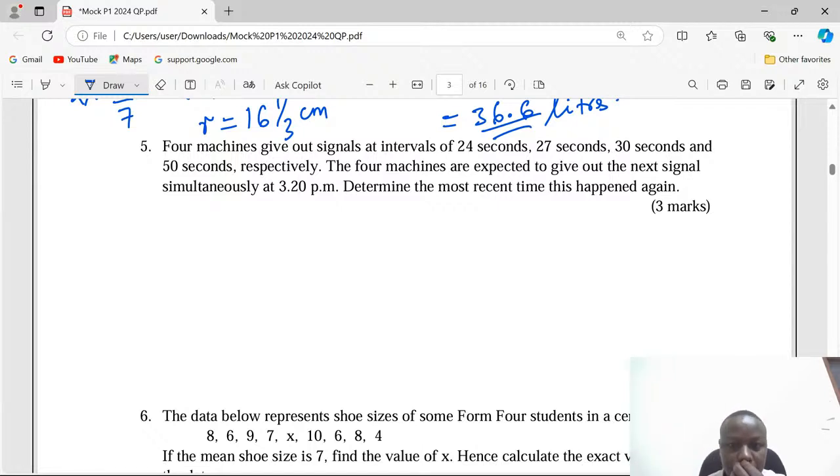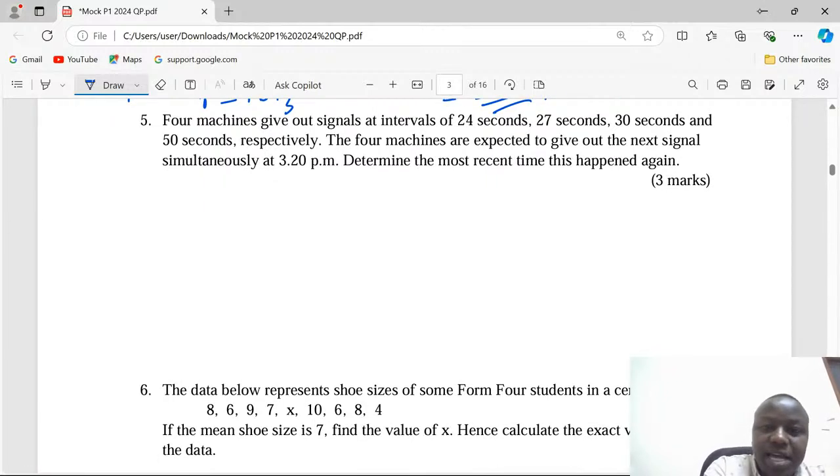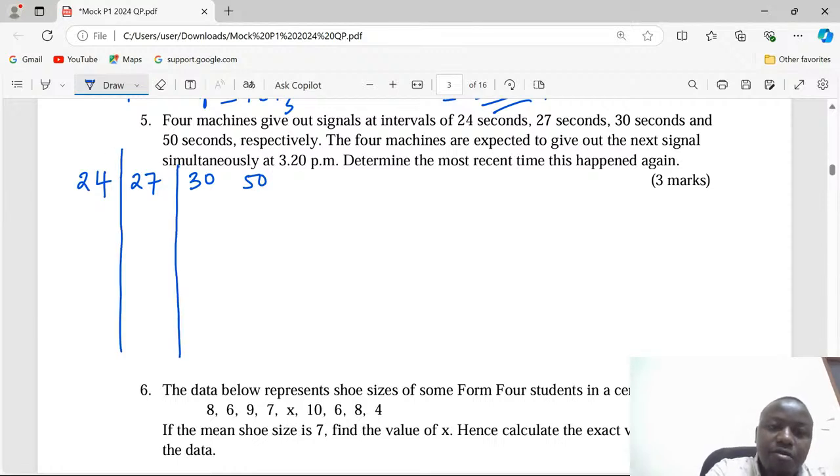So we're supposed to know that the shortest time they will take to give signals together will be found when we consider the LCM of all these time intervals. So the LCM of 24, 27, 30, and 50.